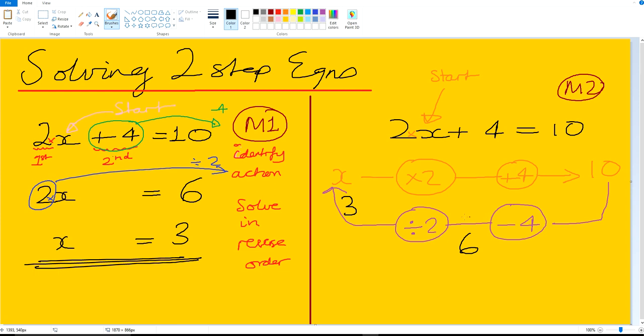So these are two quite different methods. Method number one follows on from our previous one-step equation technique, and method number two uses a totally different technique using function machines. We do the first thing, the second thing, and then reverse it in the right order. That's the end of our introduction, and we'll be doing some questions in a bit.